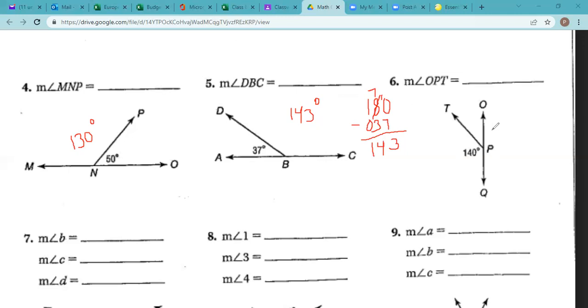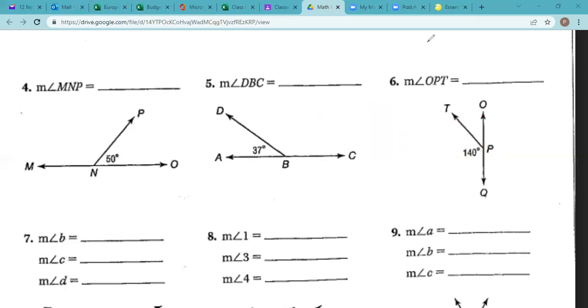Number 6 over here, you know that angle TPQ is 140 degrees. Angle OPQ is a supplementary angle worth 180 degrees. So you're going to take your 180 degrees and subtract angle TPQ, which is 140. And once you do the subtraction, you will find out that angle TPO is 40 degrees. So there's your answer.